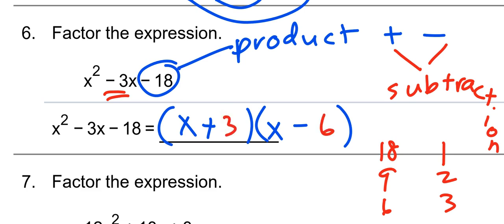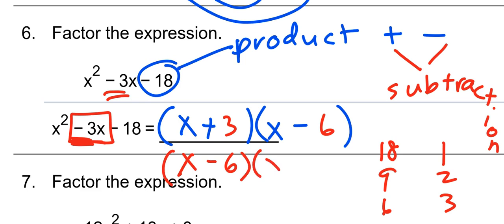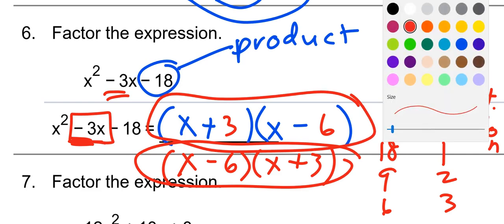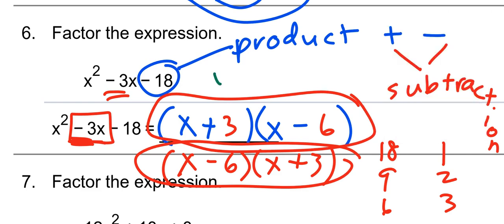It's really important that you understand that the larger factor goes with the minus. In this case, it's minus because we need that middle term to be negative. Okay? It wouldn't matter to me if you put x minus 6 and x plus 3. Both of these are acceptable answers. What's not an acceptable answer is if you say x plus 6 and x minus 3. That is not an acceptable answer.